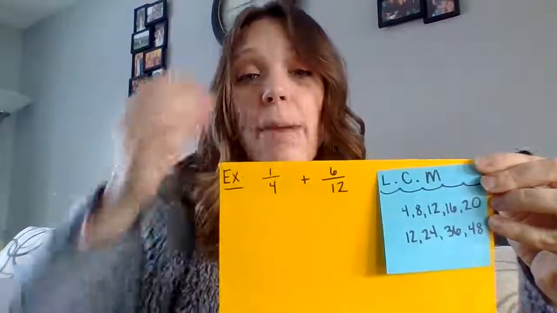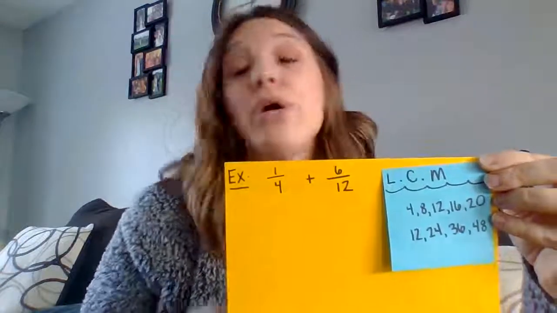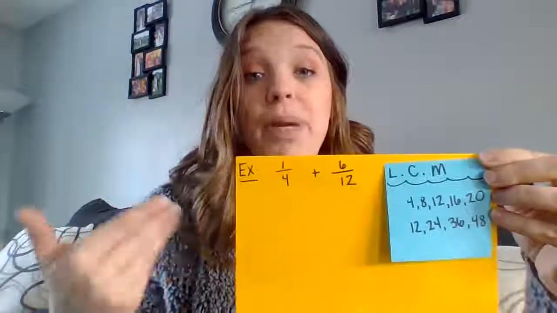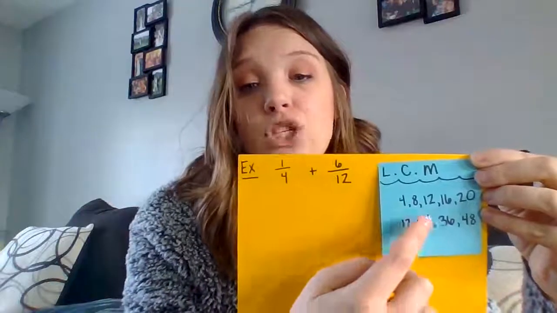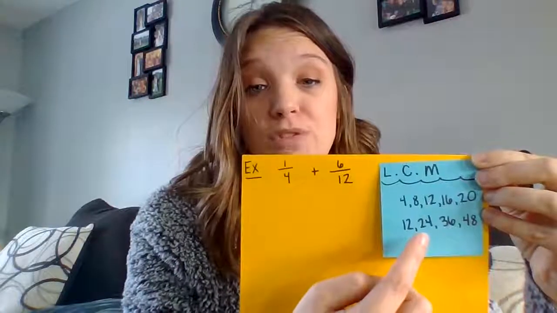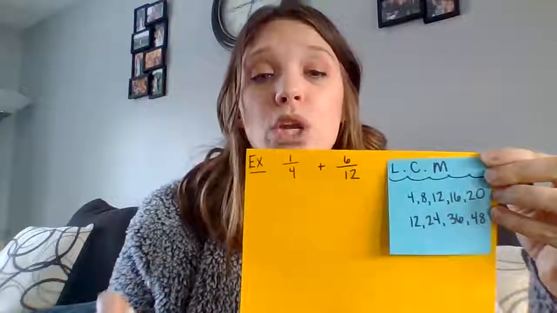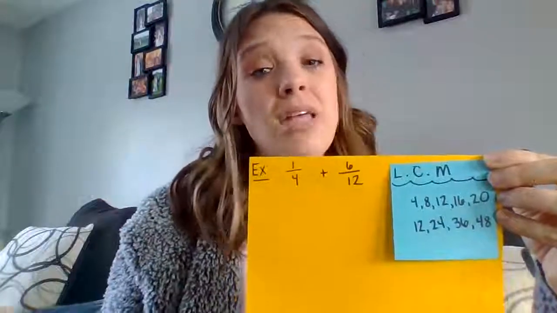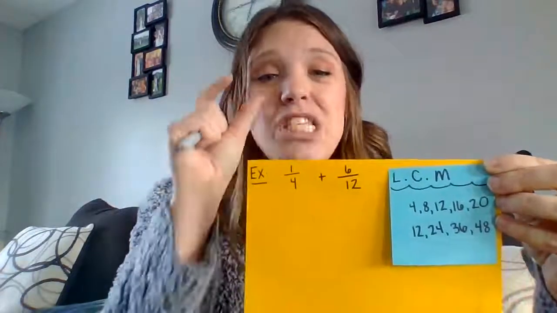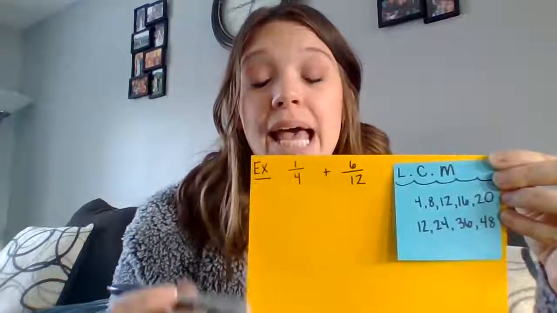So I listed the first couple of multiples of 4 and the first couple multiples of the number 12. As you can see, when I list multiples of a number, I'm just skip counting, which is repeated addition. So I have 4, 8, 12, 16, 20 for my 4s. When I skip counted and found the multiples of 12, I have 12, 24, 36, and 48. So I need to find the least common multiple. We know that 4 and 12 have a lot of multiples in common, but the smallest number that they have in common is 12. So 12 is my LCM.